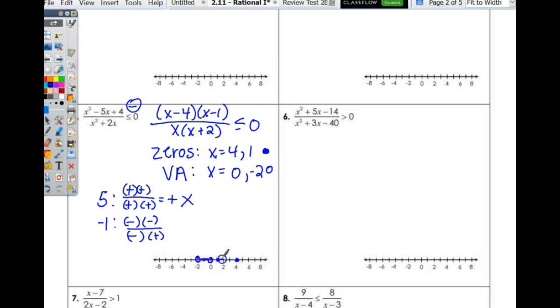Oh, wait, you're right. And then the last one is positive and it's not included. So we had -2 to 0. Make sure the closed circles get brackets, right? And the open circles get parentheses.